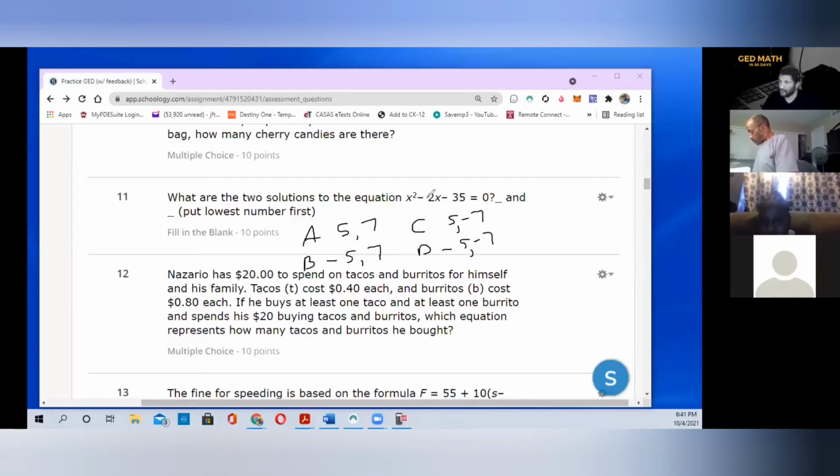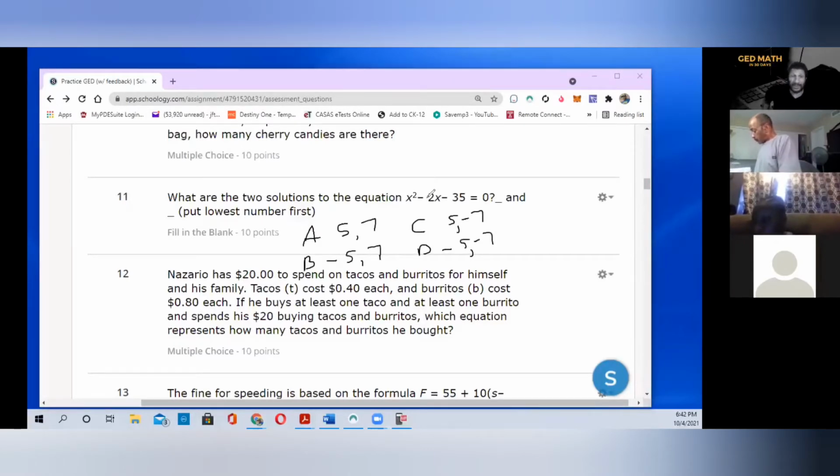Is it 5 and 7? Is it -5 and 7? Is it 5 and -7? Is it -5 and -7? And what I'm going to do is I'm going to show you 2 ways to do it. First, I'm going to show you mathematically how you would do it. And then I'm going to show you the easy way using your calculator that you can figure this out in less than 15 seconds.